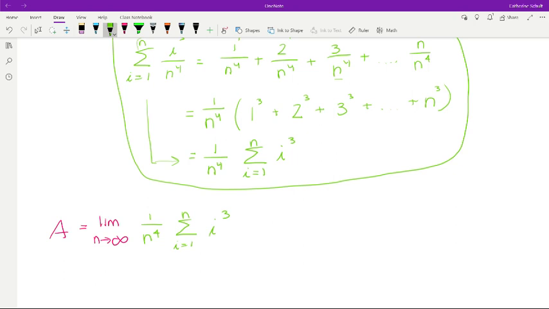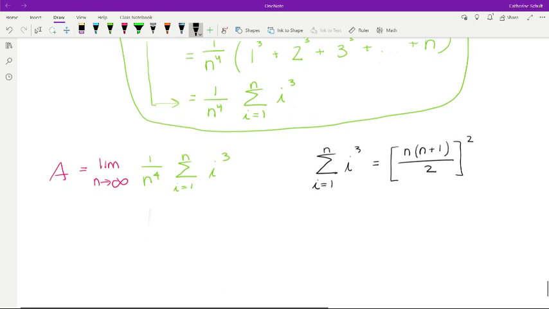We have a formula for the sum of cubes. Essentially, the sum of cubes is 1 cubed plus 2 cubed plus 3 cubed all the way up to n cubed. We have a formula, and it's n times n plus 1 over 2, all squared.